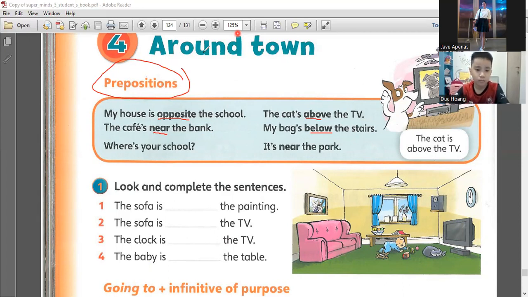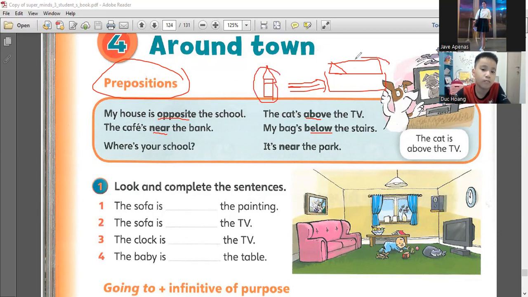Okay, opposite. Do you know what opposite is? For example, this is your house, just an example only. And this is the school right here. This is the road. Now the house is opposite the school. Okay, when you say near, the cafe is near the bank, so they are close to each other.